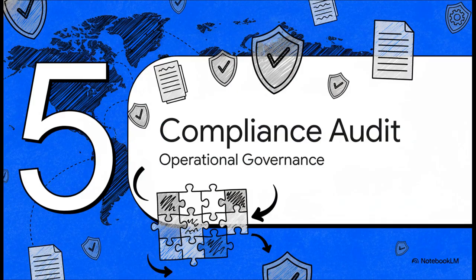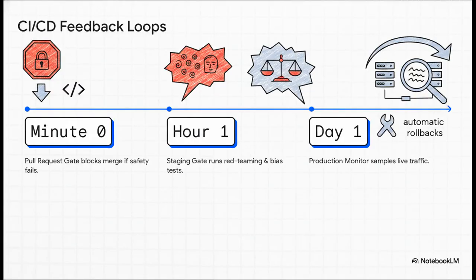Finally, Section 5, the Operational Governance and Compliance Audit. If you want to operationalize governance, safety evaluations have to be as friction-free as your standard code testing. Your CI/CD flow needs automated feedback loops with rigid safety gates.